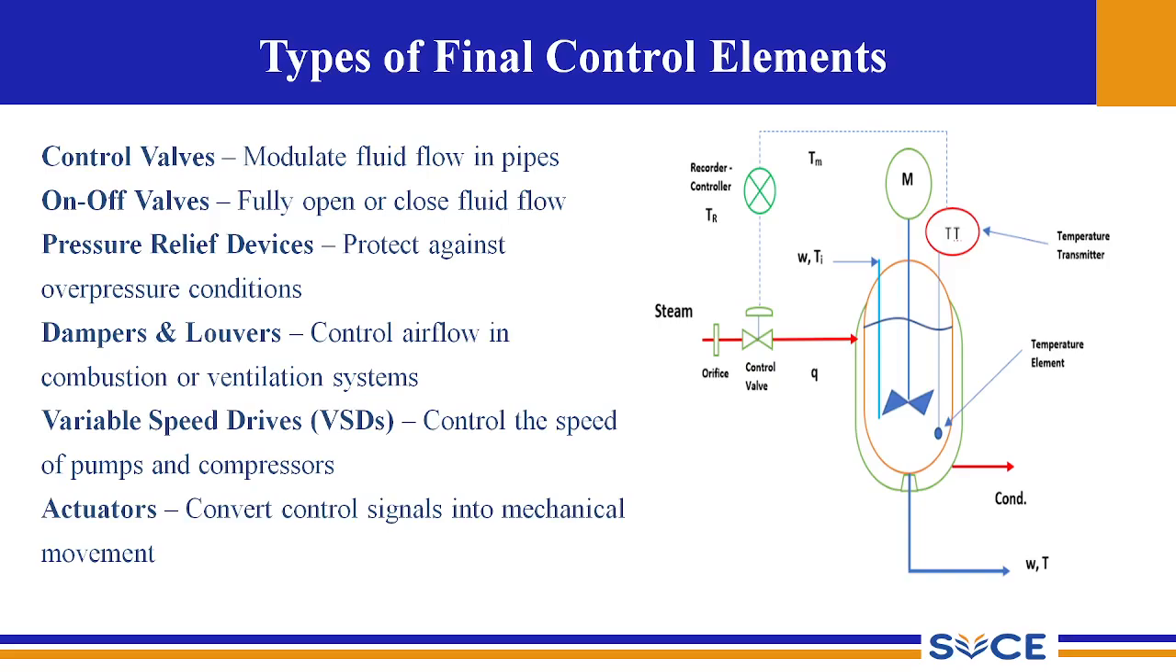So these are the various types of final control elements. The various types, in short, are the control valves, on-off valves, pressure relief devices, the dampers and louvers, variable speed drives, and the actuators.